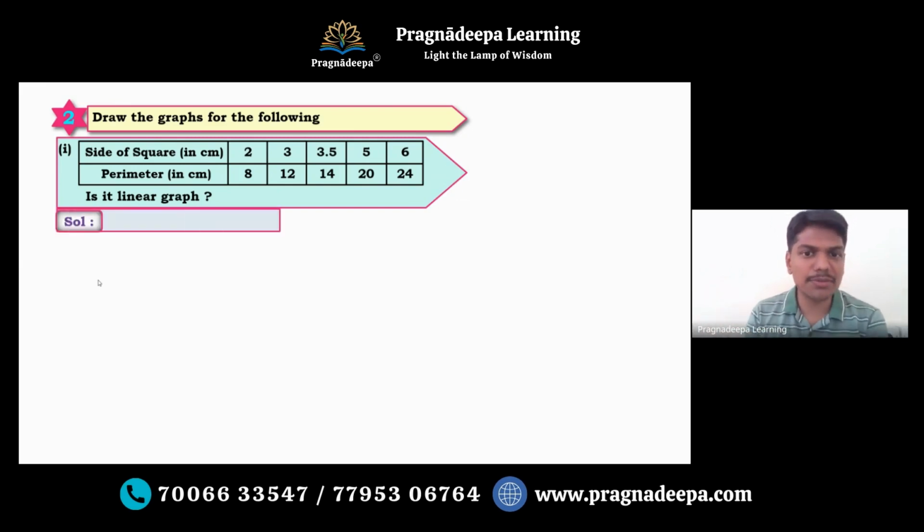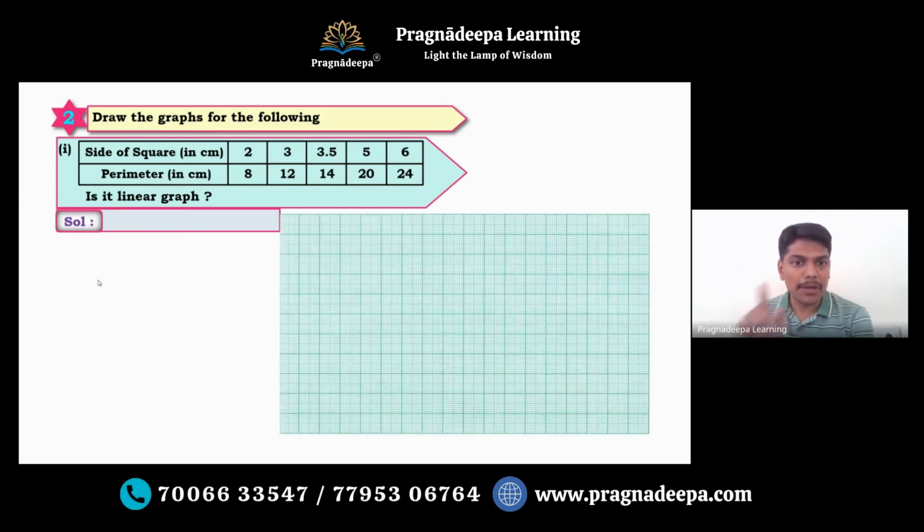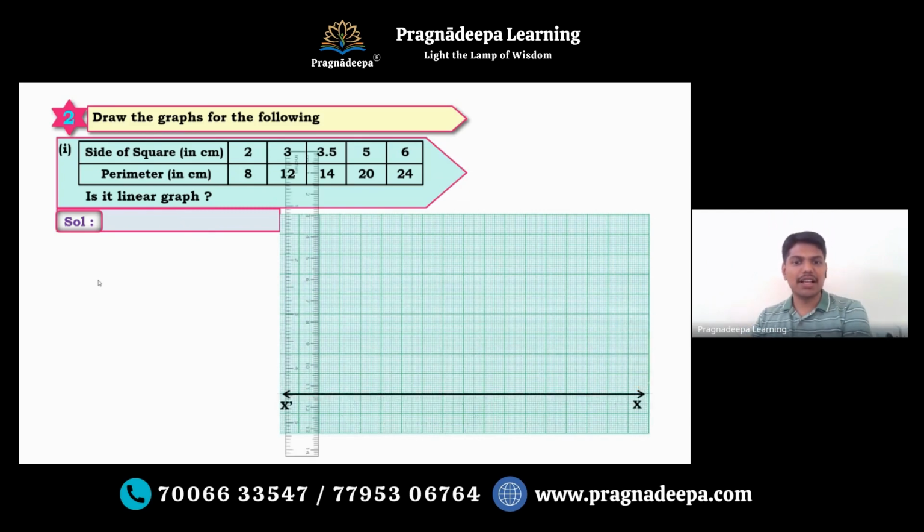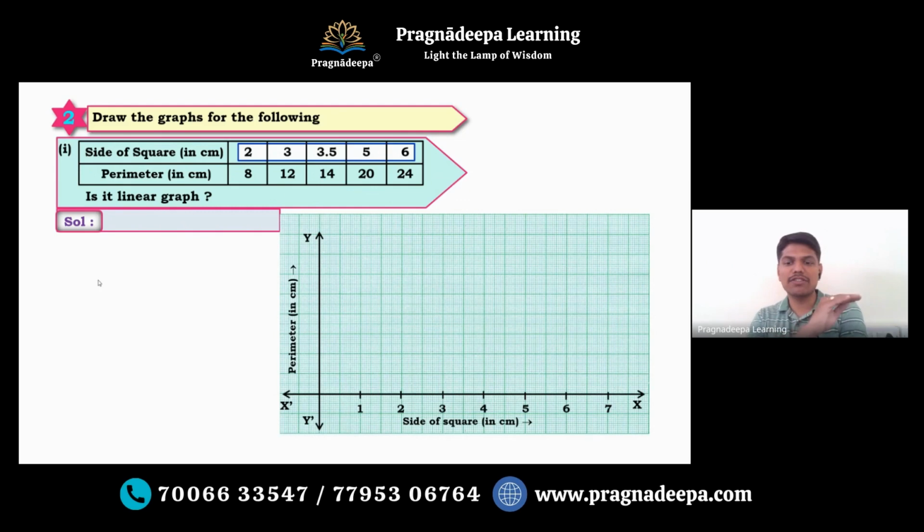I guess you know how to draw these points on the graph, correct? But please note that here, Siddhant, the perimeter in centimeters 8, 12, 14, 20, 24 is not equally distributed. So you can't simply mark these points on the y-axis because they are not at equal distance. As usual, draw the x-axis and y-axis. On the x-axis, mark the points 2, 3, 4, 5, 6. On the y-axis, mark the perimeter. For the side of the square, I can take 1, 2, 3, 4, 5, 6, 7.